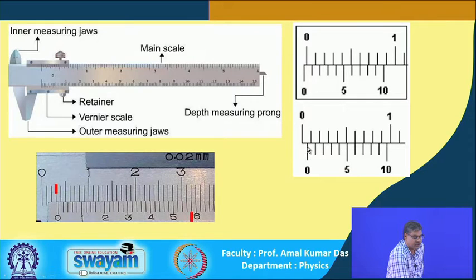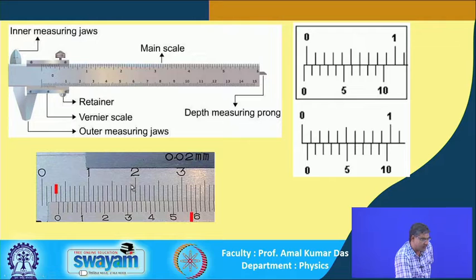Okay. So, this one is the negative error, and this one is positive error, because 0 of the vernier scale is at the right of the 0 of the main scale. Here, which line coincides? This sixth division, or sixth line, of the vernier scale coincides with the main scale line. So, the zero error is basically 6 into 0.01 centimeter, that is 0.06 centimeter, and this is plus 0.06 centimeter. So, that is the zero error.